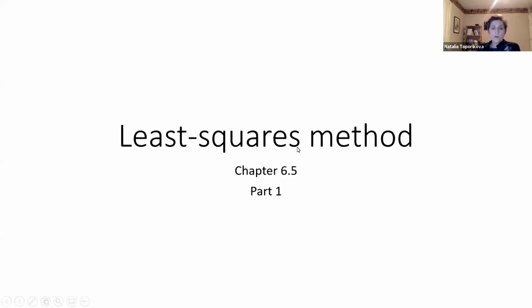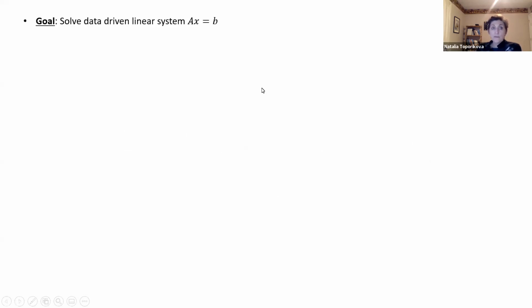So this is the first part of chapter 6.5, and we'll talk about the least squares method. In this first part, I will just introduce the method and derive some important formulas, and in the other parts, we will actually look at a couple of examples. But first, let's look at what the least squares method is and when we want to use it.